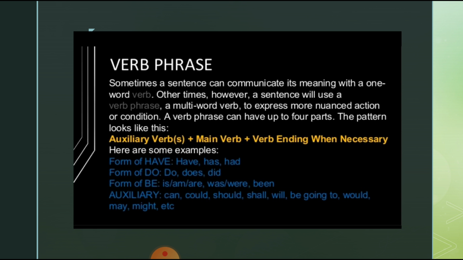See, let us come to know through examples. Here are some examples. Forms of have: have, has, had. Forms of do: do, does, did. Forms of be: is, am, are, was, were, been. And auxiliary verbs are can, could, should, shall, will, be going to, would, may, might, etc. All these are verb phrases.